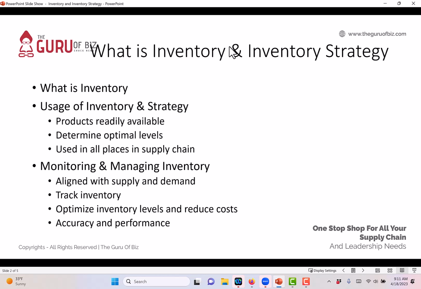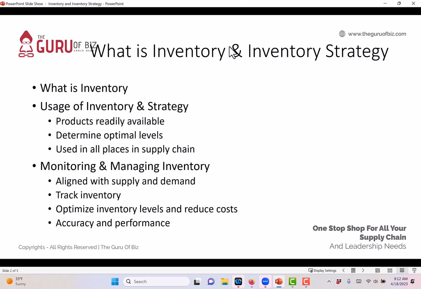So let's look at the usage of inventory and strategy across the supply chain. Inventory is used to ensure that products are readily available to meet customer demand without causing delays or stockouts. Without raw material inventory, you can't build. Inventory strategy is used to determine the optimal levels of inventory to be held at each stage of the supply chain, taking into account factors such as lead time, demand variability, and cost of holding inventory. So we want to have the inventory in the right place at the right time.